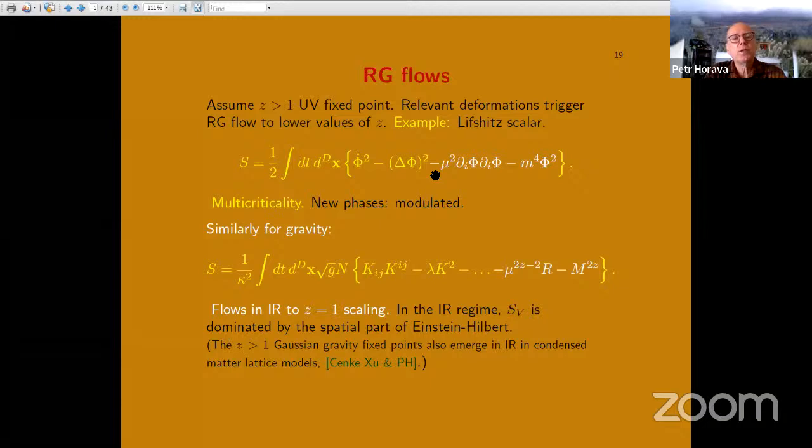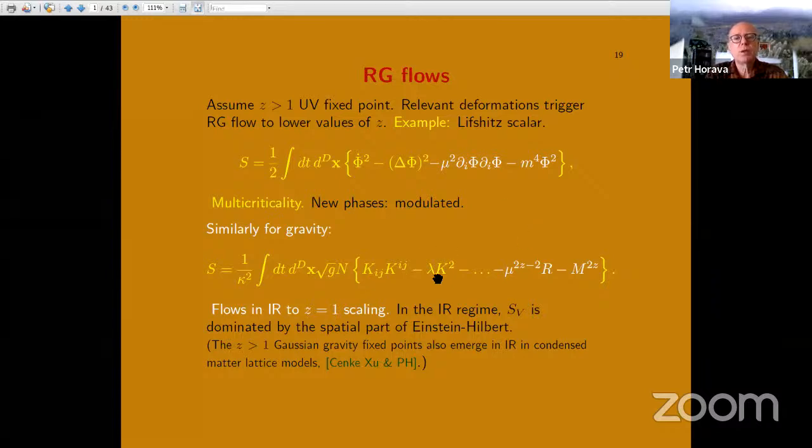Now you can have new phases. Depending on the signs of these parameters, you can have a uniform condensate phase of phi. You can have no condensate, but you can also have modulated phases. If you put here the wrong sign, quote unquote, you will end up having a ground state that's spatially modulated. And the same will happen for gravity.